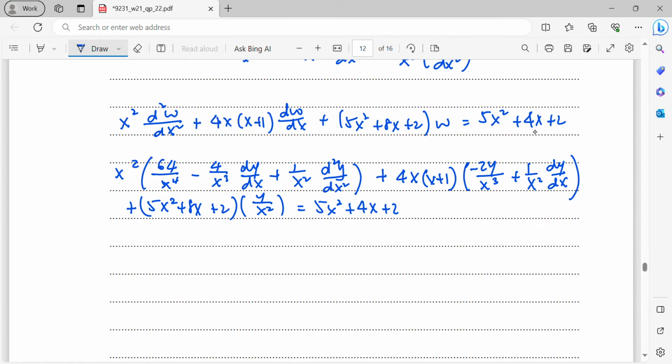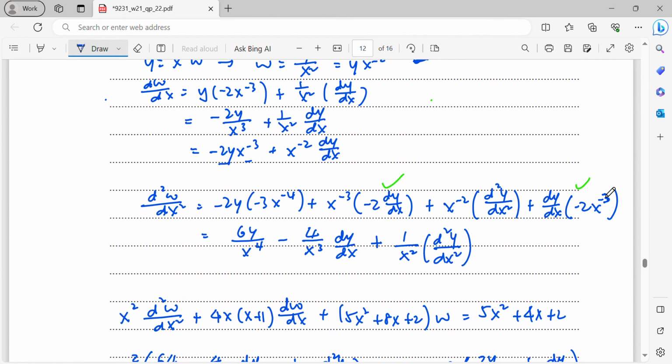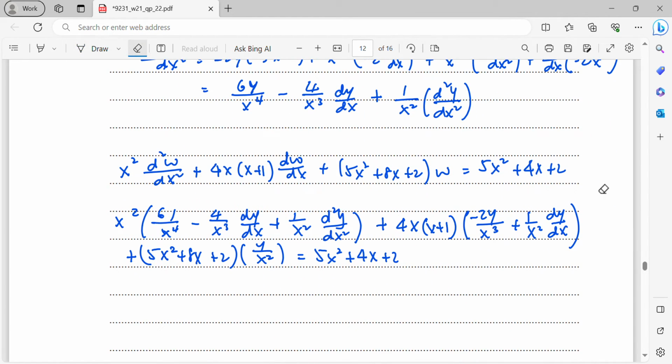Okay, so now simplify. So I will get d squared y, this is 6y, right? I overlook it and root 64. This is 6y. So when you do expansion, you will get 6y over x squared minus 4 over x dy dx plus d squared y over dx squared. Then the next one is minus, because when you do expansion, the x and x cubed will be simplified.